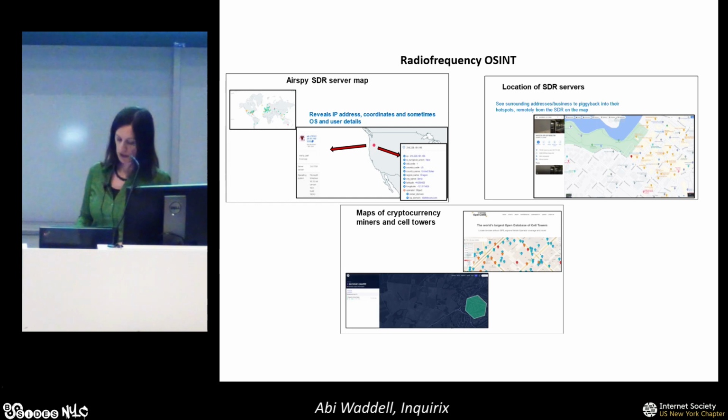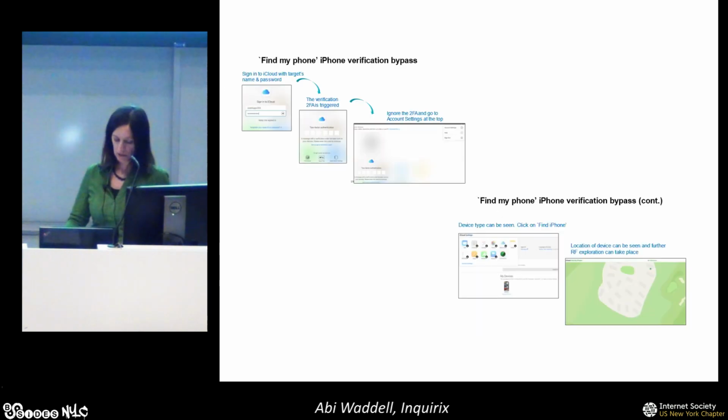Other useful RF sites include OpenCell ID to see the location and details of cell towers, and the Helium Explorer map, which shows the location of all active Helium cryptocurrency mining devices.